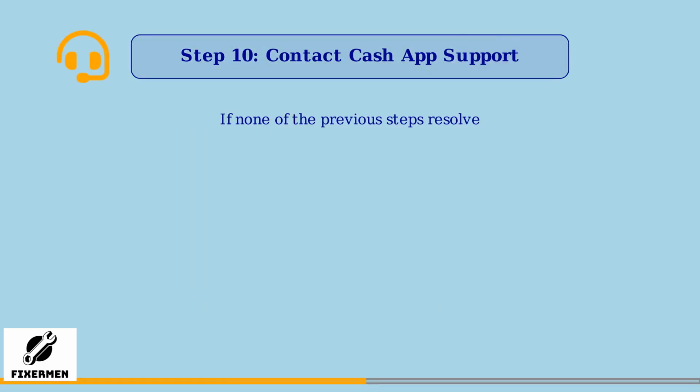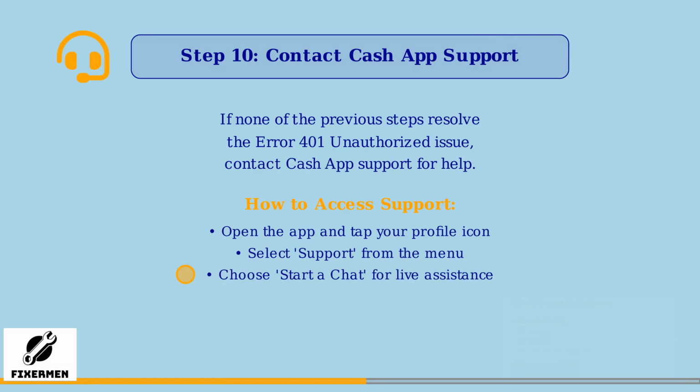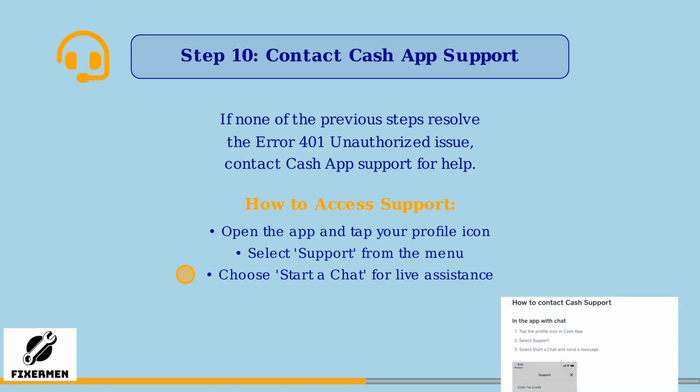If none of the previous troubleshooting steps have resolved the Error 401 unauthorized issue, it's time to contact Cash App support directly. You can access support through the app by tapping your profile icon, selecting Support, and choosing Start a Chat for live assistance. Alternatively, visit cash.app/support on the web or email support@cash.app for further help.